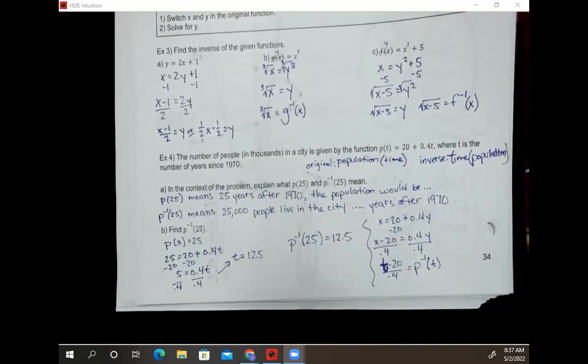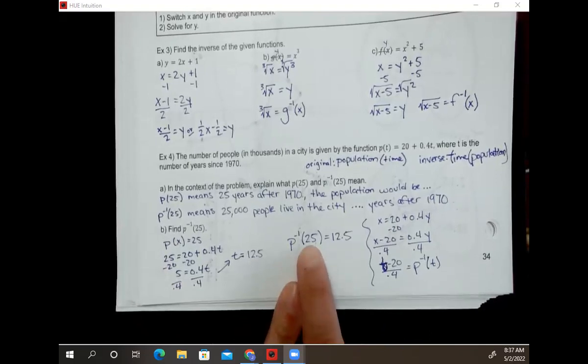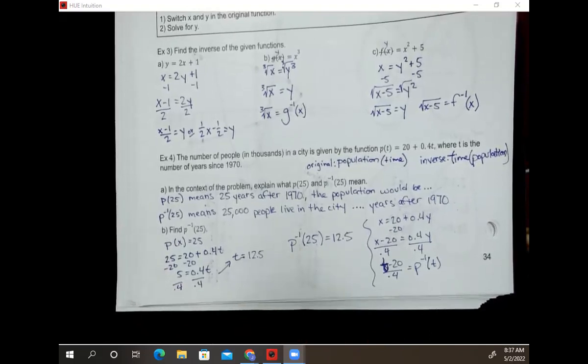Okay. Either way, what this tells me is that my population will be 25,000, 12.5 years after 1970, so about halfway through 1982. Okay, so that's inverse functions. We're swapping the domain and range. We're switching x and y, which means if I've got a problem with the context, those sort of labels switch with me too.